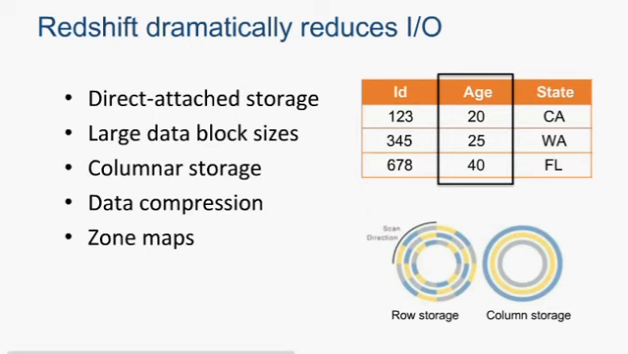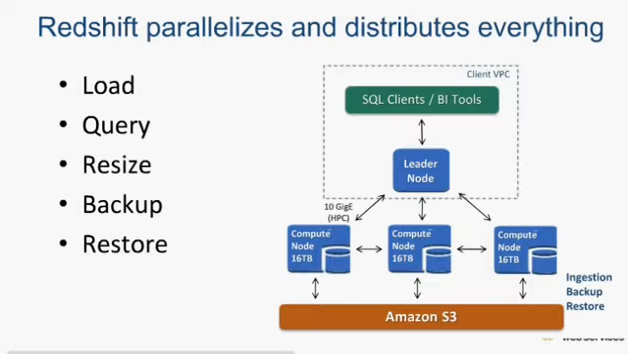Zone maps is a capability in Redshift that enables, with a good, well-designed sort key, predicates that limit data requests to skip I/O blocks and get to the data a lot faster. All of this is ways of dramatically improving the I/O profile of requests occurring against Redshift.